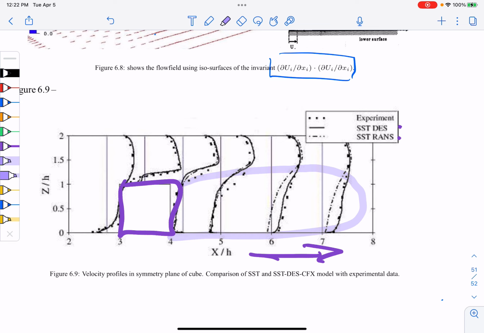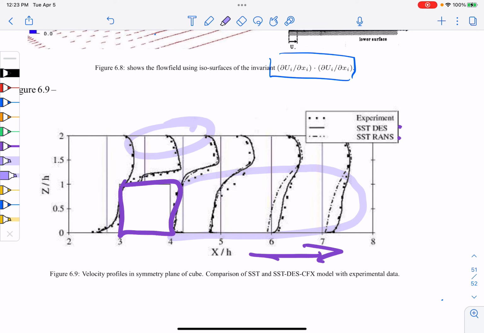So let's look carefully. It looks like the RANS are these dash-dot lines, and the solid lines are SST DES. And we would expect the results from both approaches to be exactly the same outside the cube in the free field, right? So this is the free stream region right here. And sure enough, I don't see any differences between the predictions of RANS and DES. So that's a good sign that not only did I have my code programmed correctly, but the results make physical sense. If that wasn't the case, I would kind of pause there.